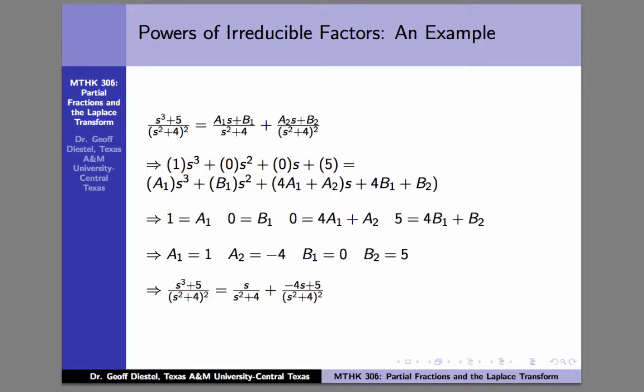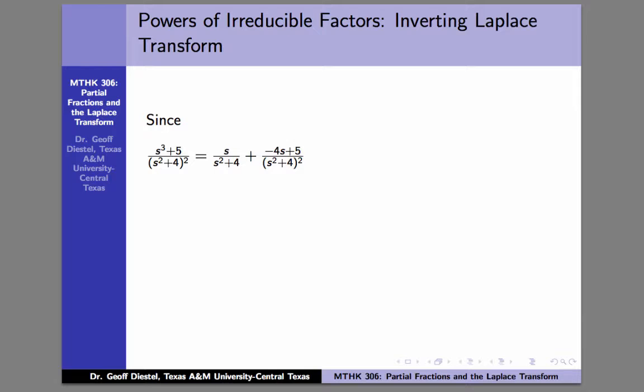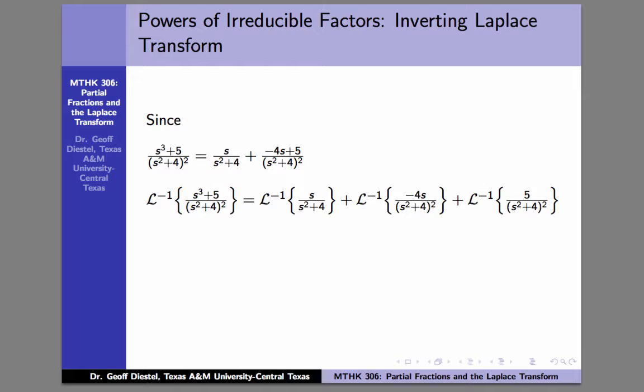And then we just plug these values back in. Taking this example, if we wanted to compute the inverse Laplace transform of this quantity on the left, we could use partial fractions to write it as these two terms, and then realize that the second term is actually itself a sum of two different terms. And then we can apply the inverse Laplace transform to each of these separately.